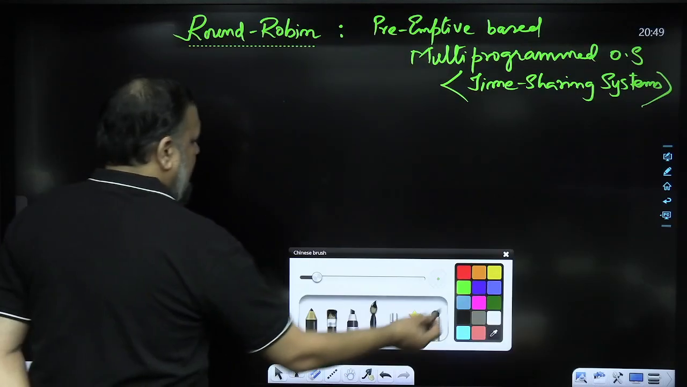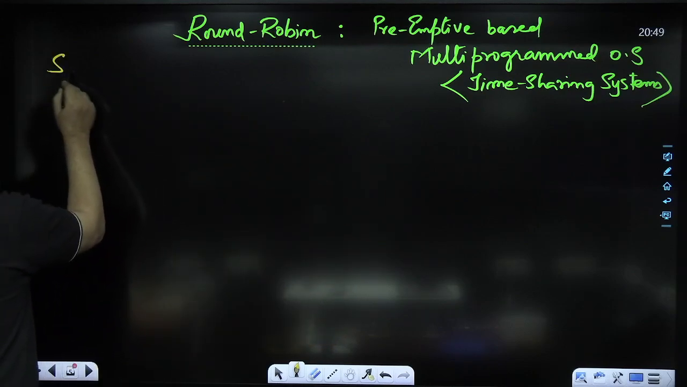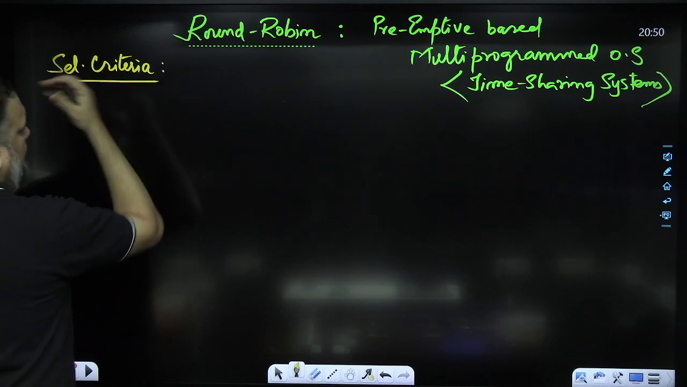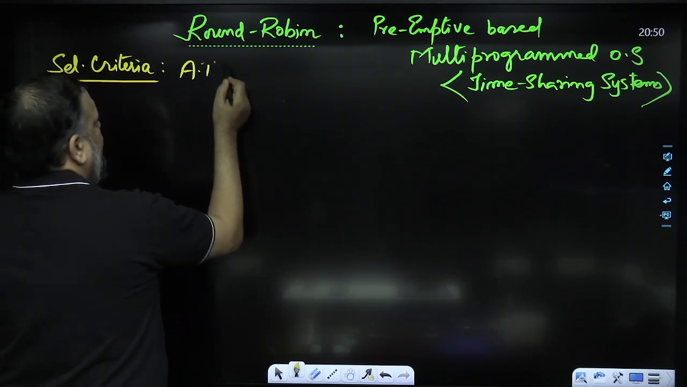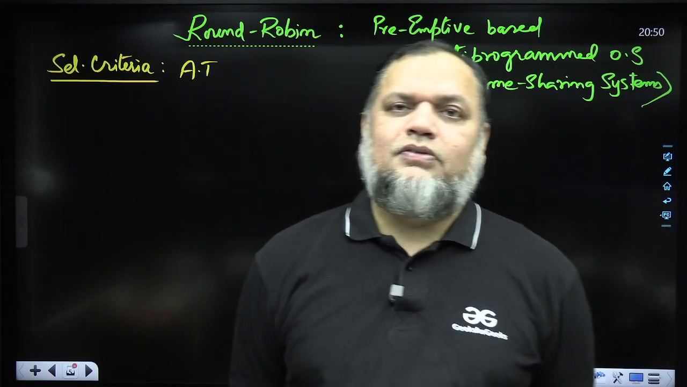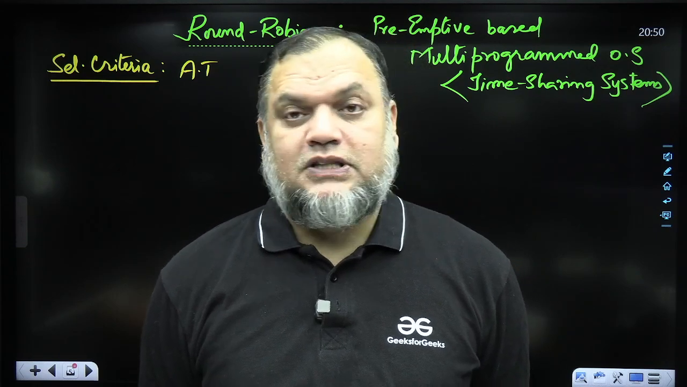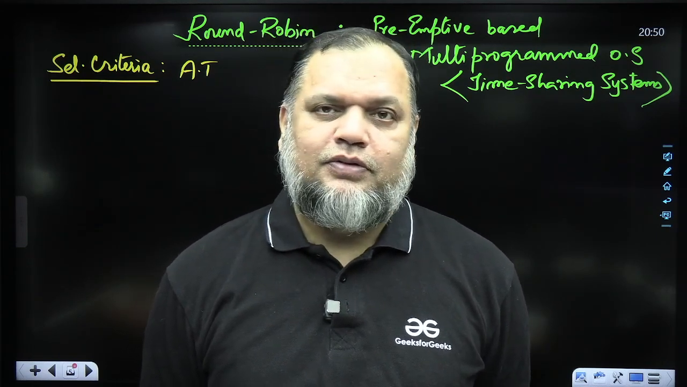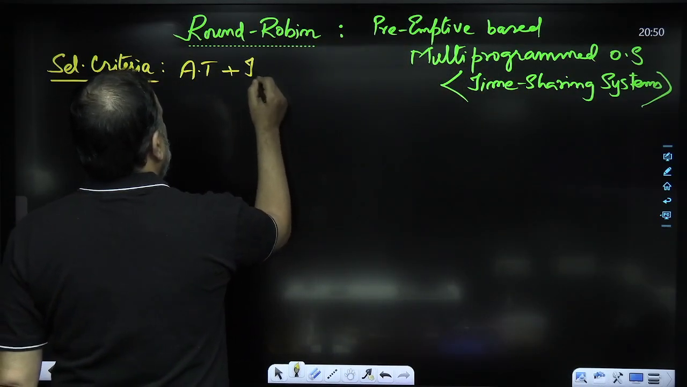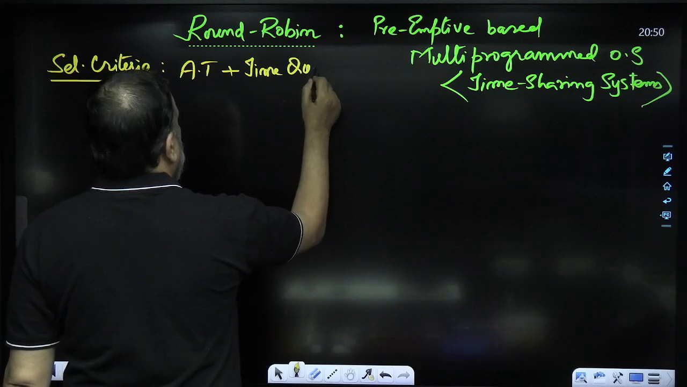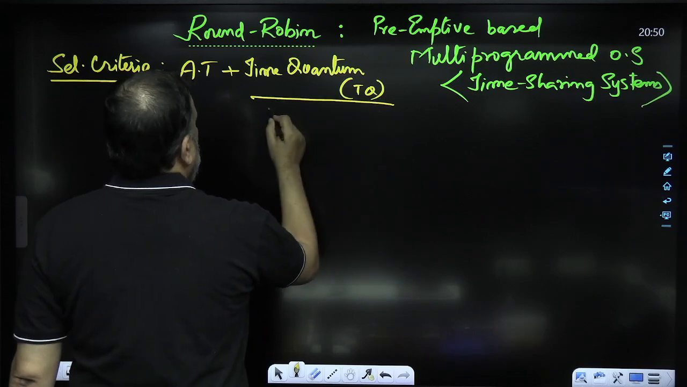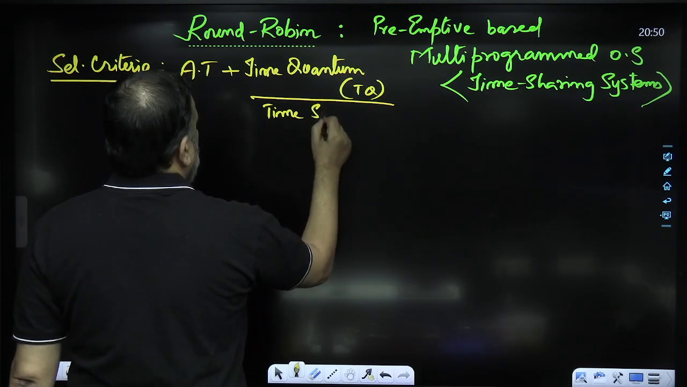As far as the selection criteria is concerned, the parameter based on which the selection of the process is done is arrival time. If you remember, arrival time was the parameter that we even used for first come first serve. But first come first serve was non-preemptive, and this is preemptive. Therefore preemption is based on a parameter called time quantum, also called time slice. We'll write time quantum in short as TQ.